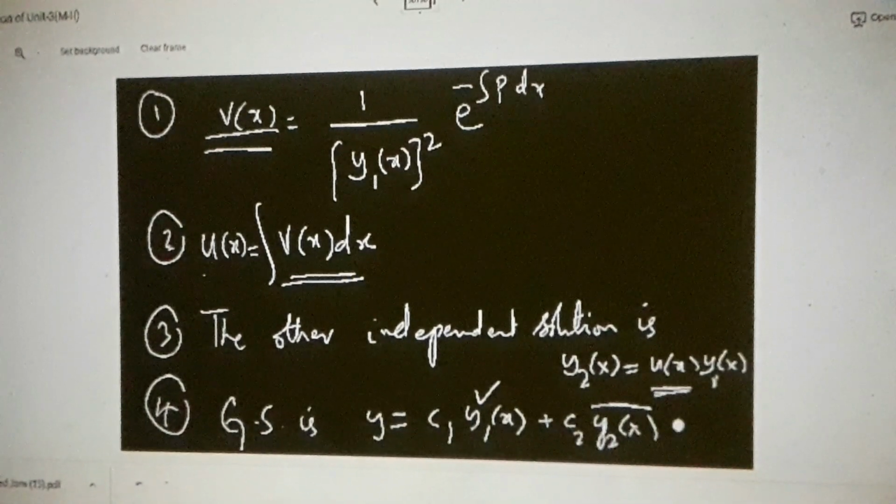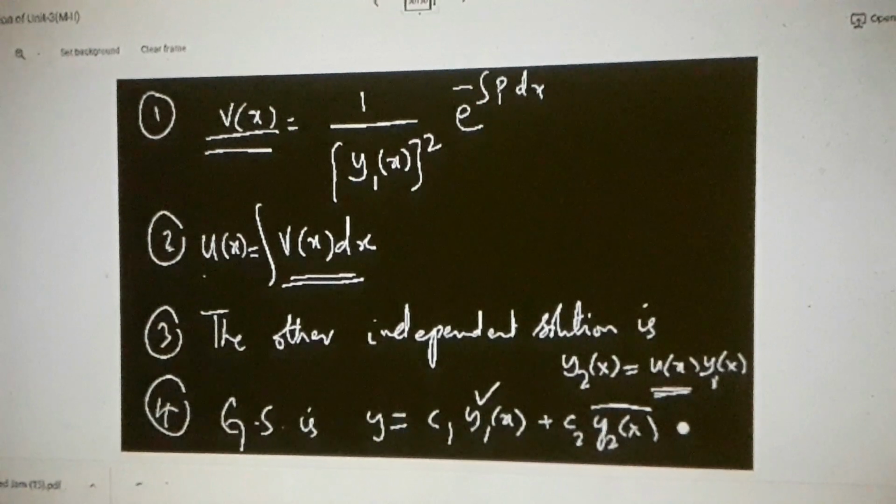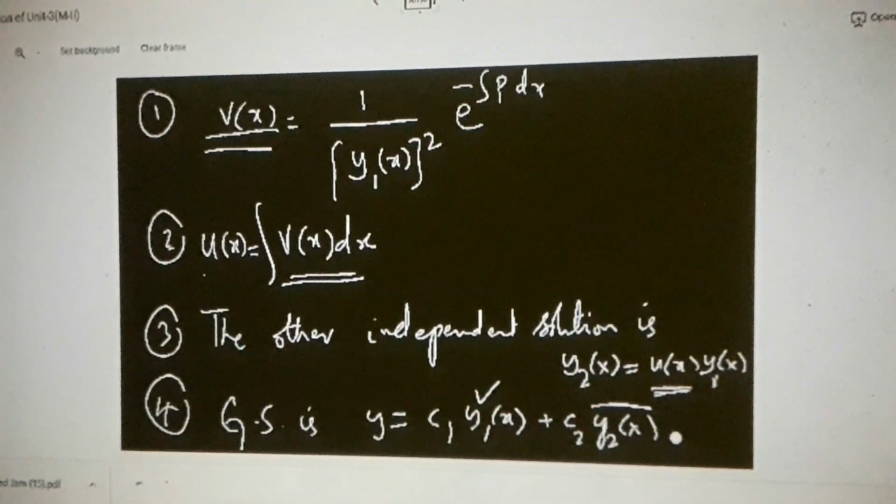I think I have taken some more time, but I feel that I covered a majority of concepts which are very important from the examination point of view.